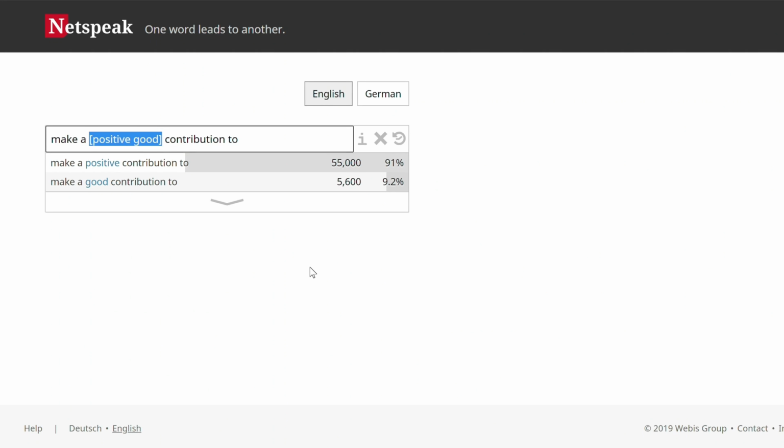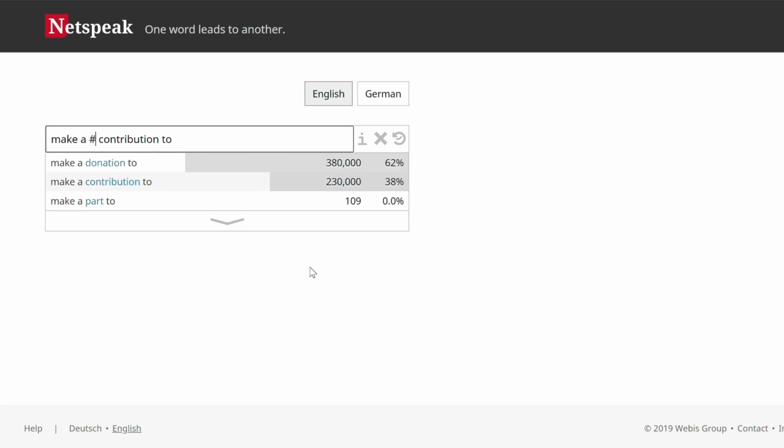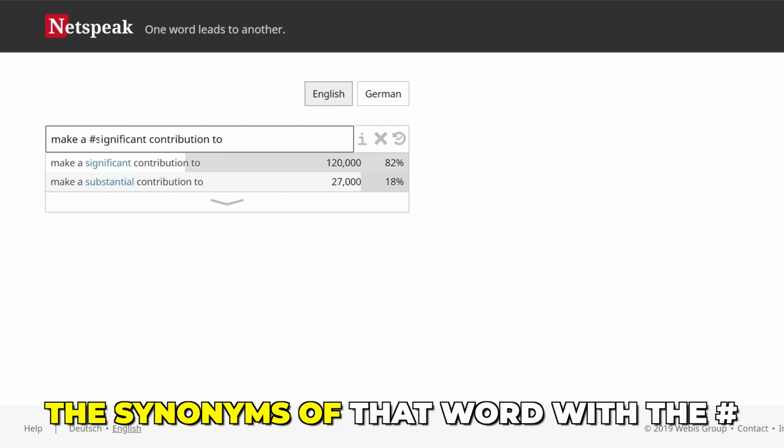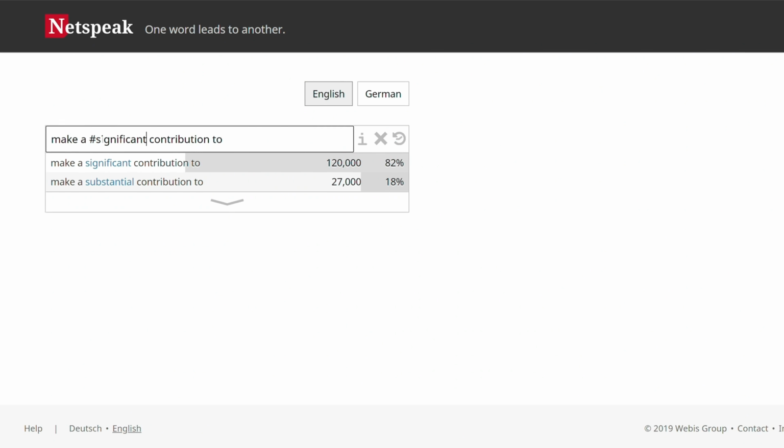Another thing that you could use is the hash key with a word. Okay, it didn't work for this one. It doesn't always work, but what it does show you is the synonyms of that word with the hash key in that given phrase. So it only gives synonyms of "significant" that are used in the phrase "make a contribution to." Because obviously if you go to a synonyms dictionary and put in significant, you're going to get like a million possibilities, but 90% of them will not fit the particular phrase that you're trying to use. So this is super useful when you're writing something, because very quickly, say you've already said significant two sentences ago, and you want to say something similar but different, you can use the hash key.